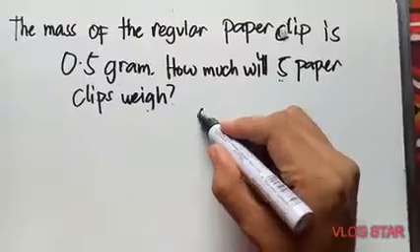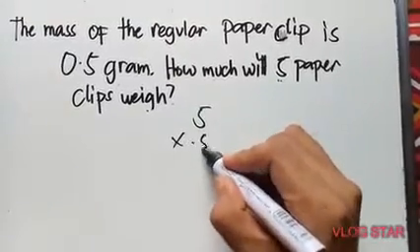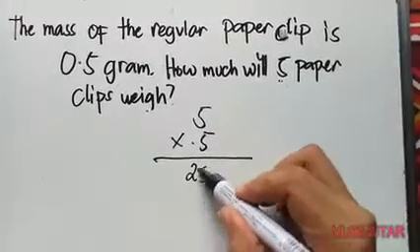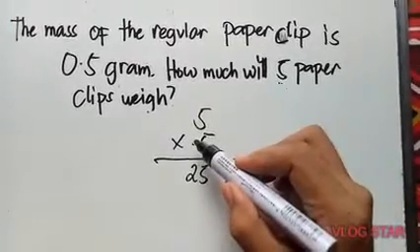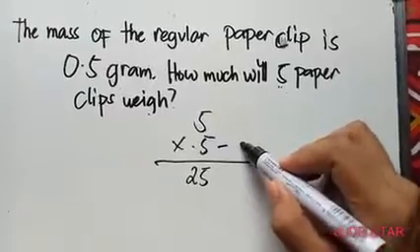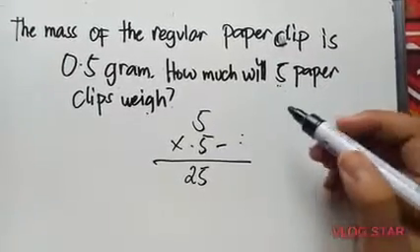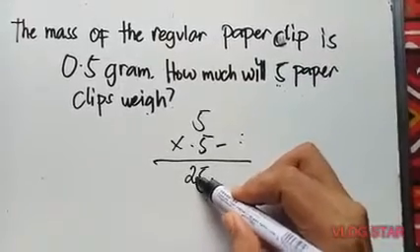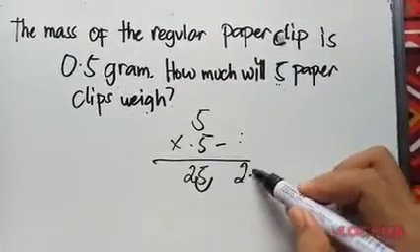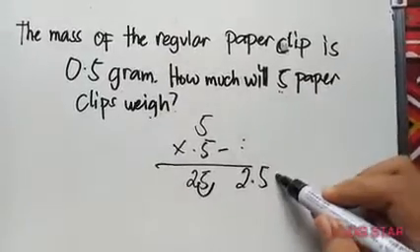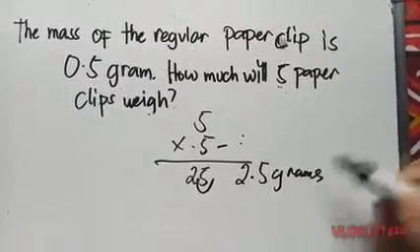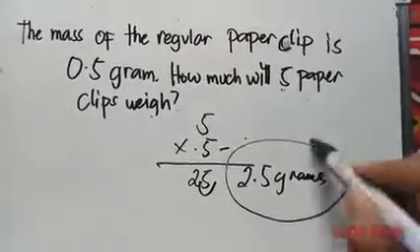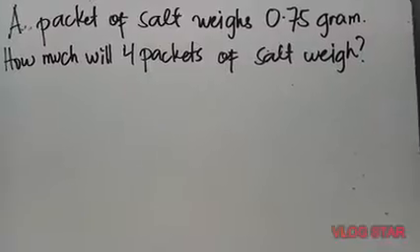So 5 times 0.5, the answer is 5 times 5, 25. Then count the decimal place. Since we have one decimal place here, just move 1. So the answer would be 2.5 grams, or the weight of 5 paper clips is 2.5 grams.